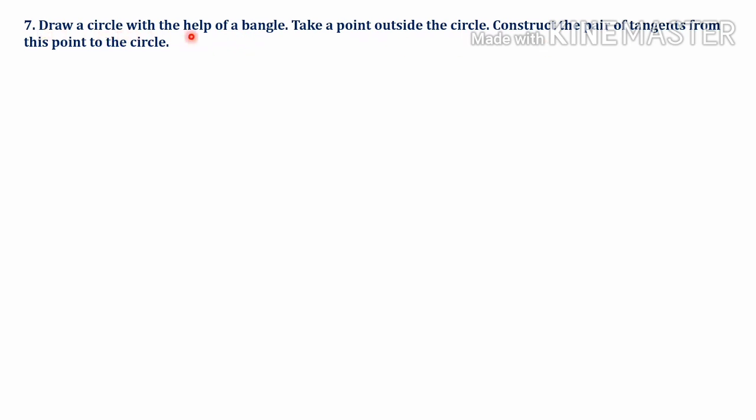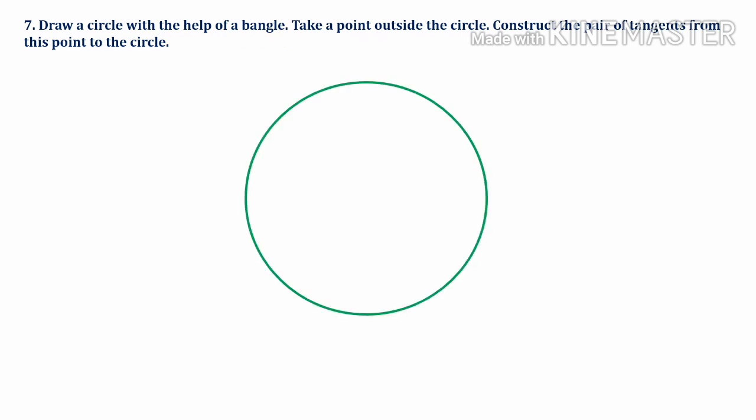Draw a circle with the help of a bangle. If you draw a circle with the help of a bangle, you will not know where the center is. But if you draw a circle with the help of a compass, you know where the center is. So this is the difference between the previous question and this question. Here, by using a bangle, you have to draw a circle. Our next task is to find out where the center is, because for drawing the tangent from an external point, you must know the center.